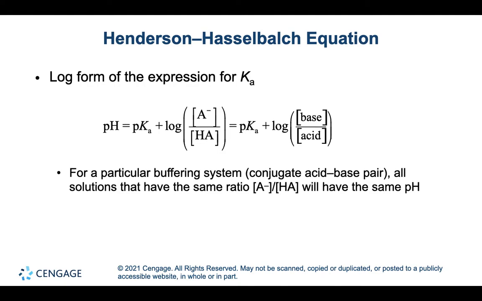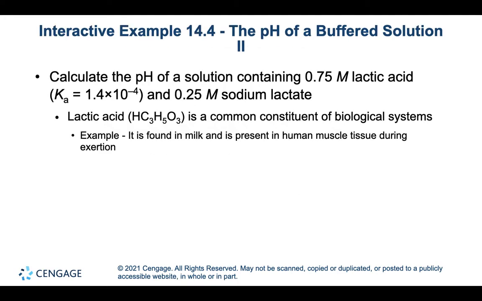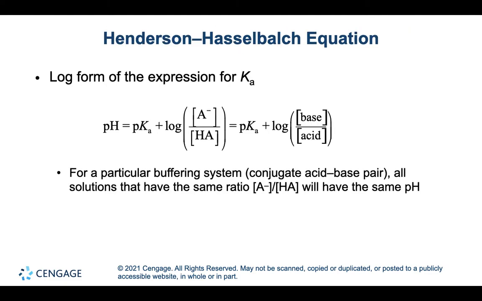The idea of a buffer is the way that it holds the pH constant is that the weak acid is going to be available to neutralize any base that might be added, and the conjugate base is available to neutralize any acid that might be added.